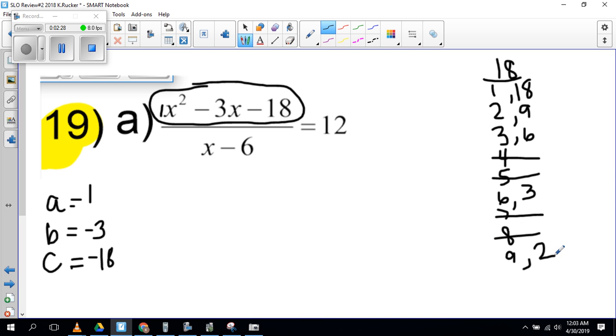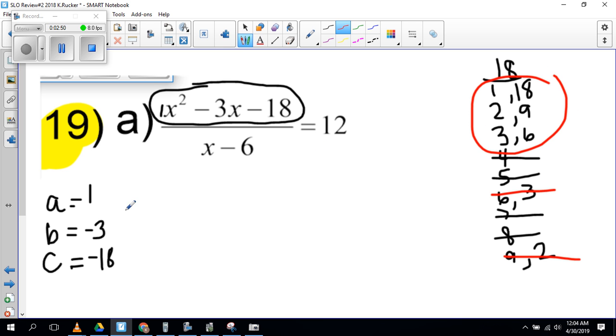Okay, so now we're going to look at any repeaters. Remember, repeaters are like if I say Mrs. Rucker, if I say Rucker, Mrs., that's the same thing, it's just reversed. So do we have another 1 and 18? No. What about 2 and 9 or 9 and 2? Yep. What about 3 and 6 or 6 and 3? Yes. Okay, so we have a possible 3 factors.